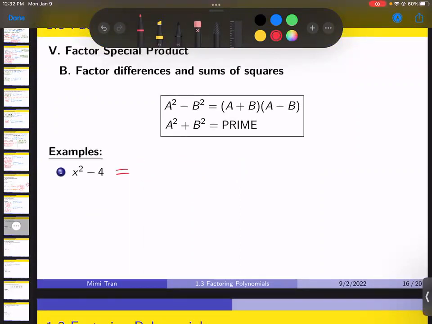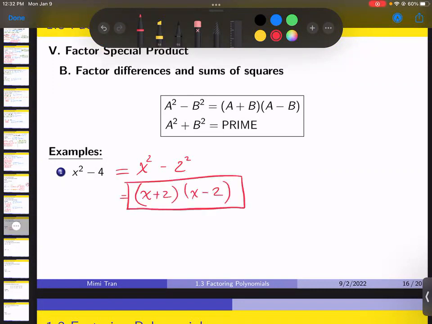Yeah, x plus 2. Let's do this first. X squared minus 2 squared. So a is your x, 2 is your b, right? So a plus b, so x plus 2. A minus b, that's x minus 2. You can always FOIL it to check the answer.